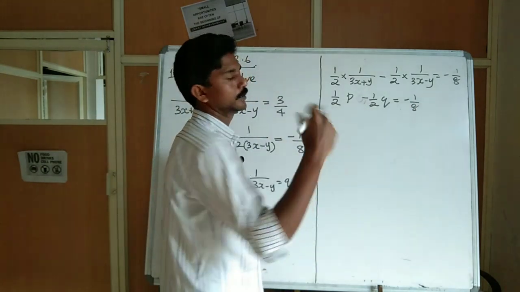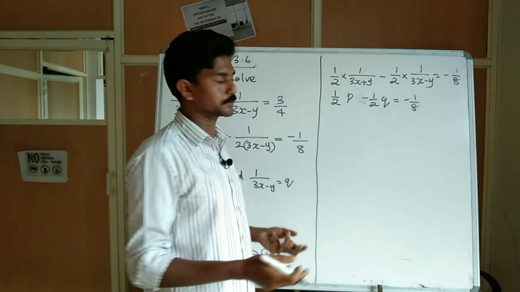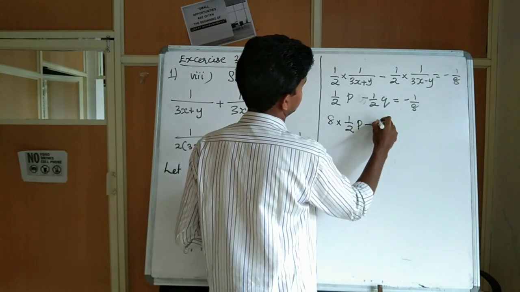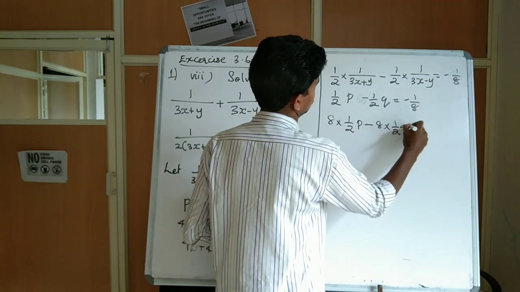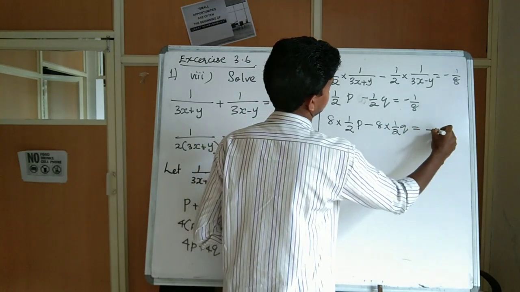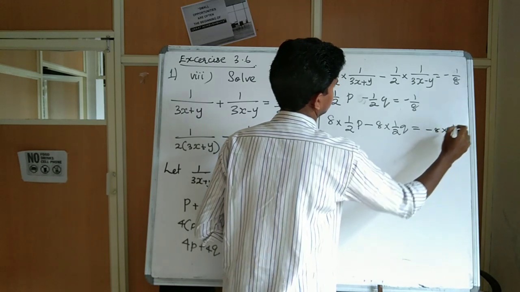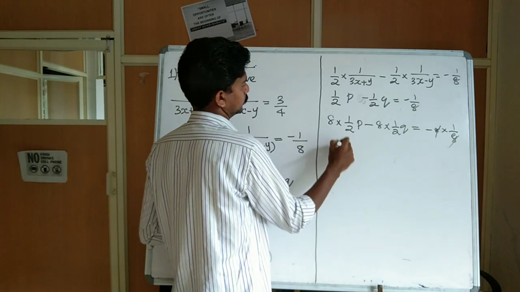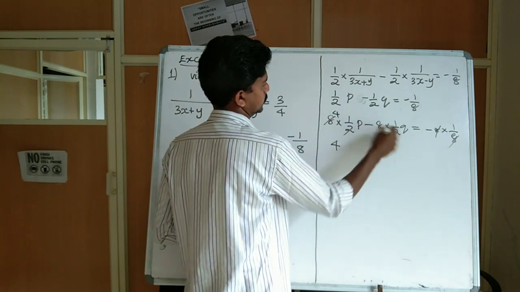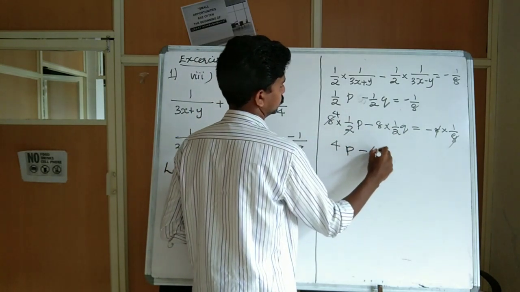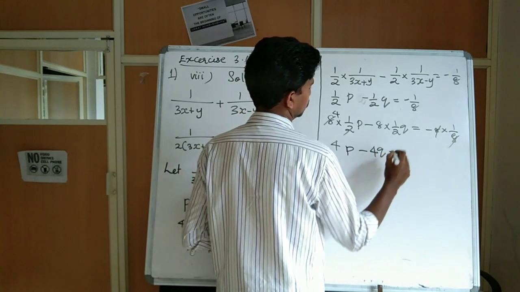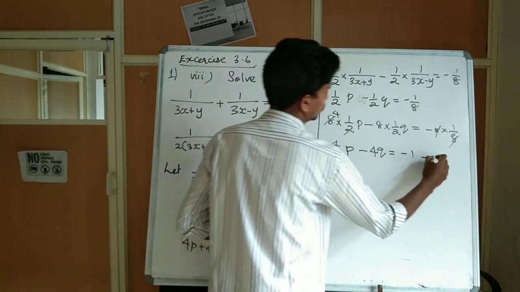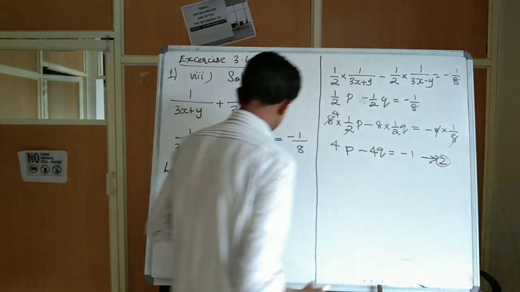So we can remove these denominator values. So 8 into 1 by 2p minus 8 into 1 by 2q is equal to minus 8 into 1 by 8. 8 cancel. Here we can cancel 4 times, same here. So 4p minus 4q is equal to minus 1. So this is equation 2 here.